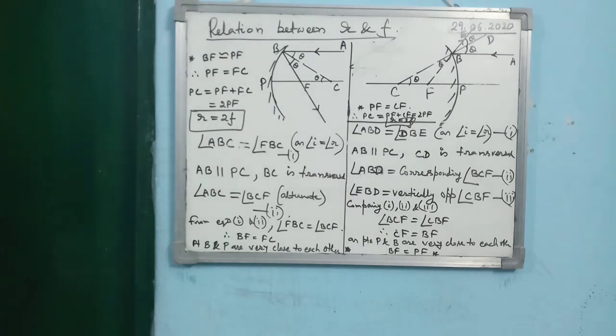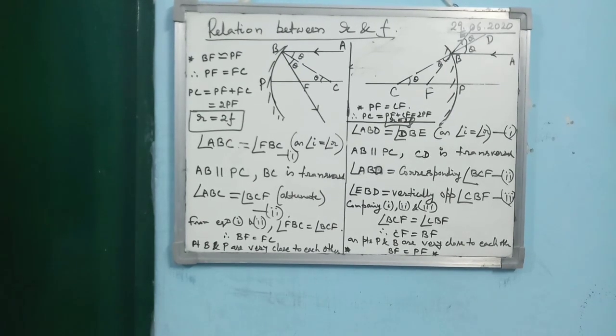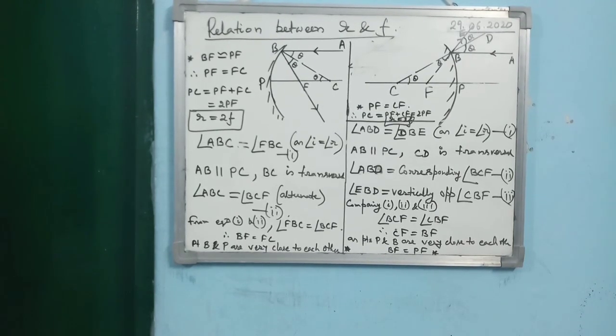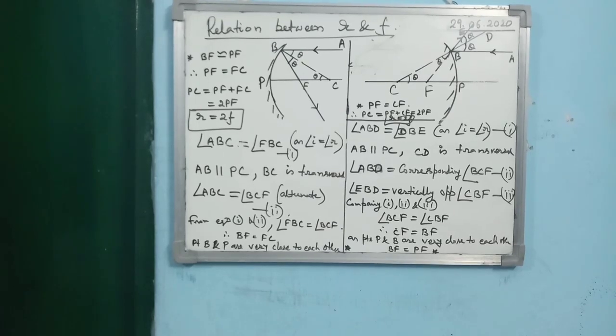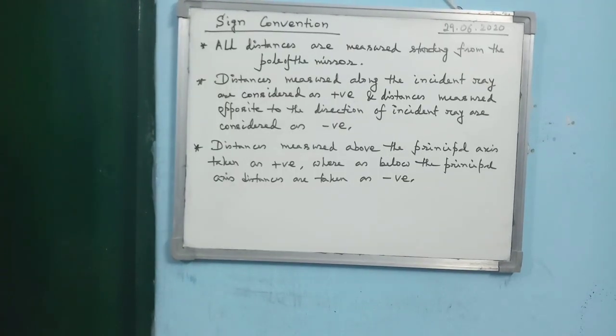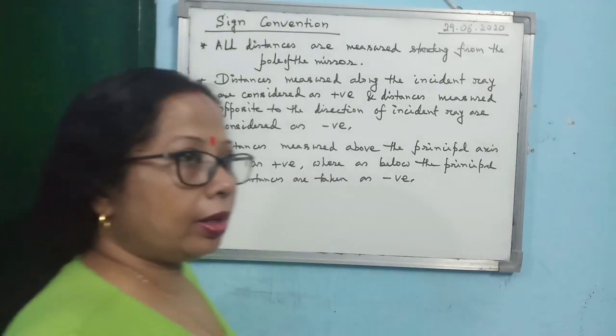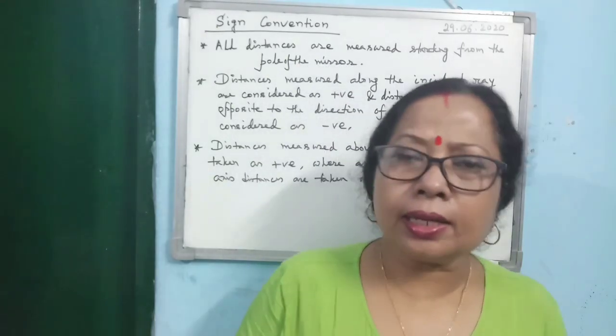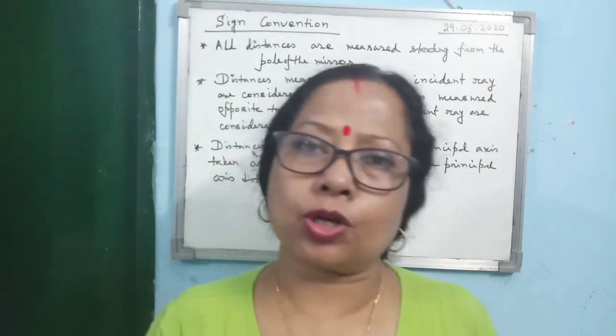So this is the relation between radius of curvature and focal length of a mirror. This derivation, both the derivations you must learn and practice at home. Practice should be done in the rough notebook. Next is sign convention. It's a very important concept. Alright, please try to get a very clear concept of this topic.